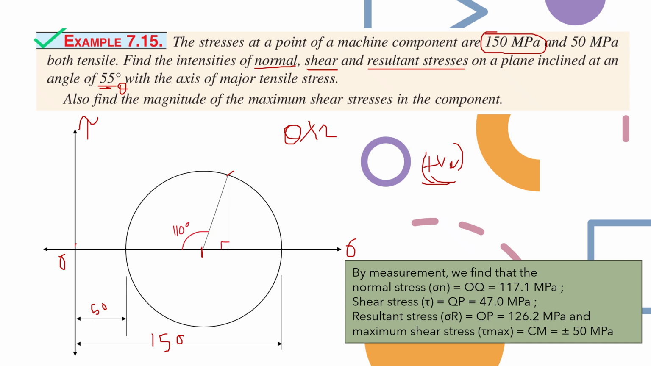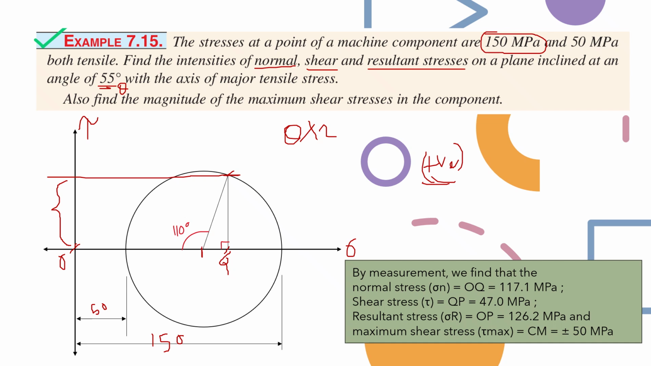So the normal stress will be from this point to this point, which will be OQ. And the shear stress will be this point or this. So this part will be the shear stress.